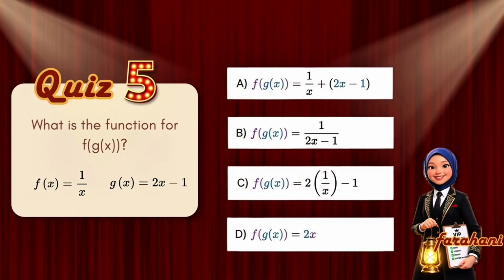Moving on to quiz 5. What is the function for the composite function f(g(x)) given the function f(x) is 1 over x and g(x) is 2x minus 1? The correct answer is B. The function for f(g(x)) is 1 over 2x minus 1.